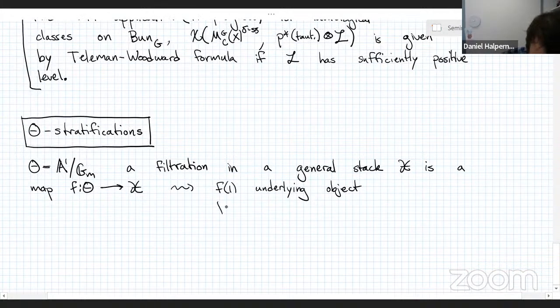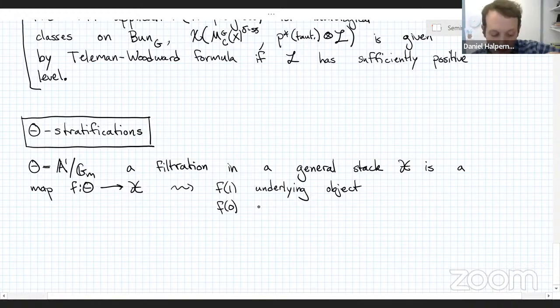and f of 0. Like I said, there's basically two points in this stack. There's 0 and there's every other point, which is equivalent under the Gm action. So f of 0, though, that object has a Gm action, and this is the associated graded point.